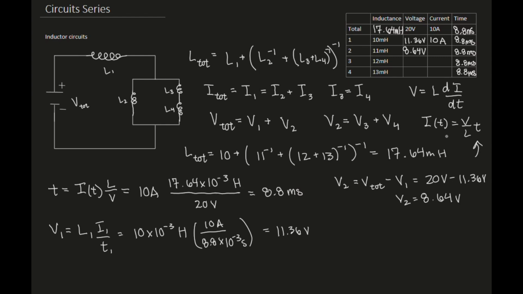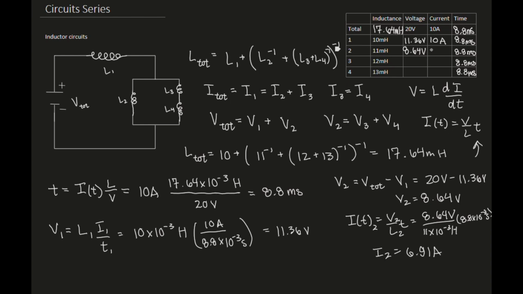I can then use that to figure out the current. So I of t equals V over L t. In this case, I of 2 is V2 over L2 times the time, because it's the same. It is then going to be the 8.64 volts over my inductance across 2, which is 11 times 10 to the negative 3 henry, times the time, 8.8 times 10 to the negative 3 seconds. Running out of room here, but you get the idea. I across 2 is then equal, you can keep the parenthesis of sub 2, it's just notational preference, to 6.91 amps after some rounding.